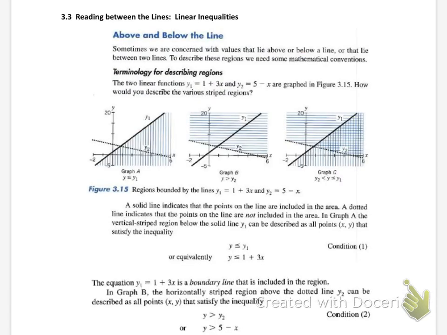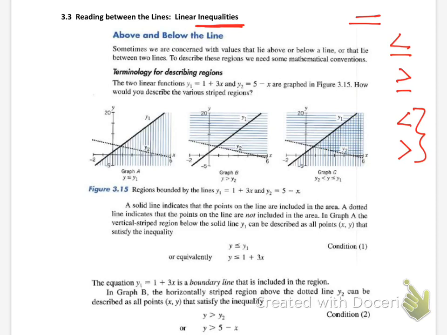So in this section 3.3, it says reading between the lines, and this is the first time we're really talking about linear inequalities. So remember, if you have an equality, it looks like this. If you have an inequality, it could look like this, which is less than or equal to, could look like this, greater than or equal to, or it could be less than or greater than. These are termed strict inequalities because there's no equal sign.